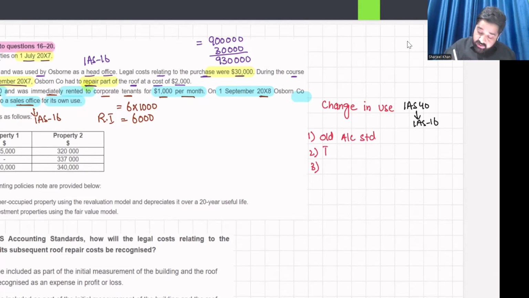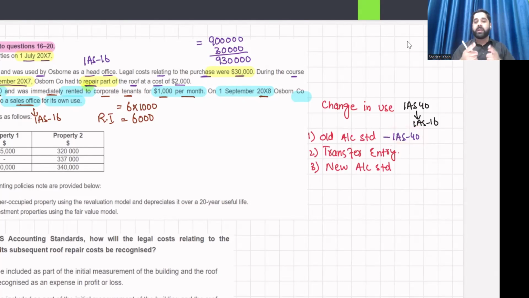Then you have to do the transfer entry. Then you will follow the application of the new accounting standard. Now here the old accounting standard is IAS 40. So we will follow the rules of IAS 40 at the date of change in use, which is 1st September 20x8.